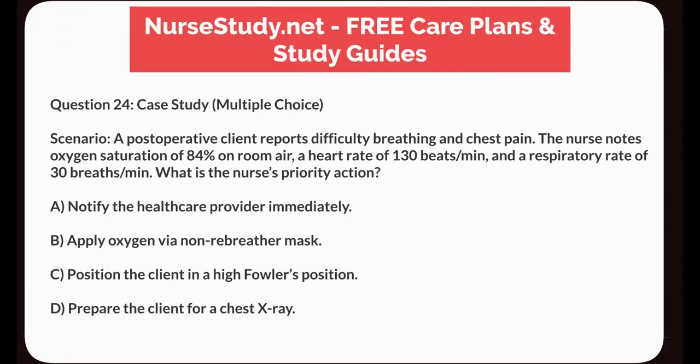Question 24, Case Study, Multiple Choice. Scenario: a postoperative client reports difficulty breathing and chest pain. The nurse notes oxygen saturation of 84% on room air, a heart rate of 130 beats per minute, and a respiratory rate of 30 breaths per minute. What is the nurse's priority action?